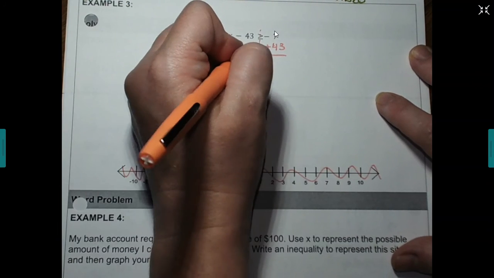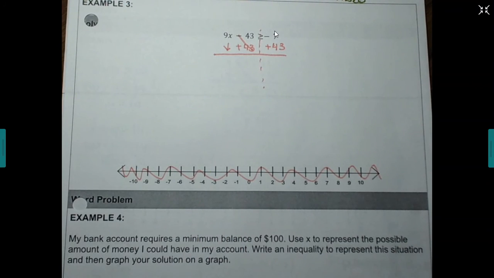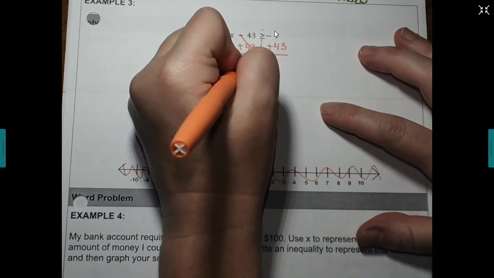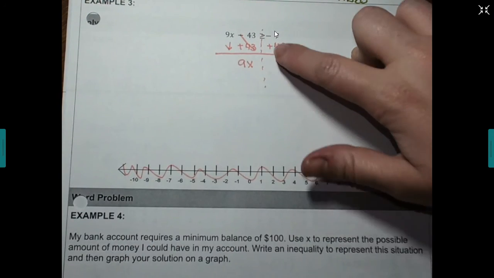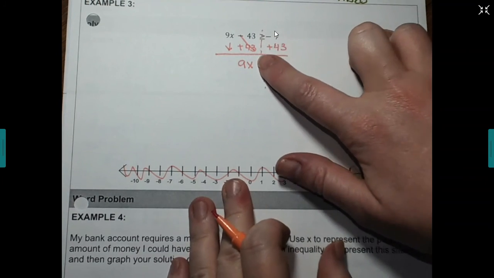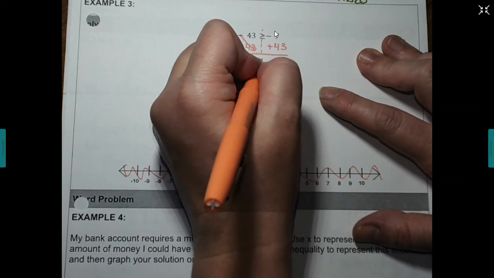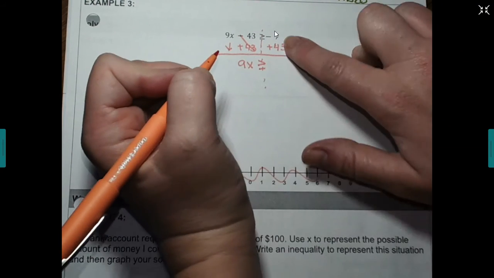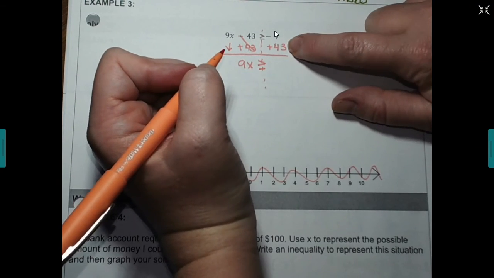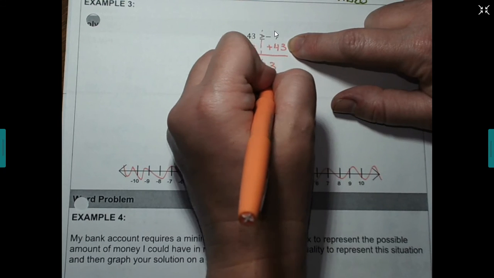If you don't have Desmos on hand, that's fine. I'll be your Desmos. So we have 9x. Our sign does not change because we just added 43. That's not multiplying by a negative. So our sign stays the same. And then negative 7 plus 43 is actually 36.